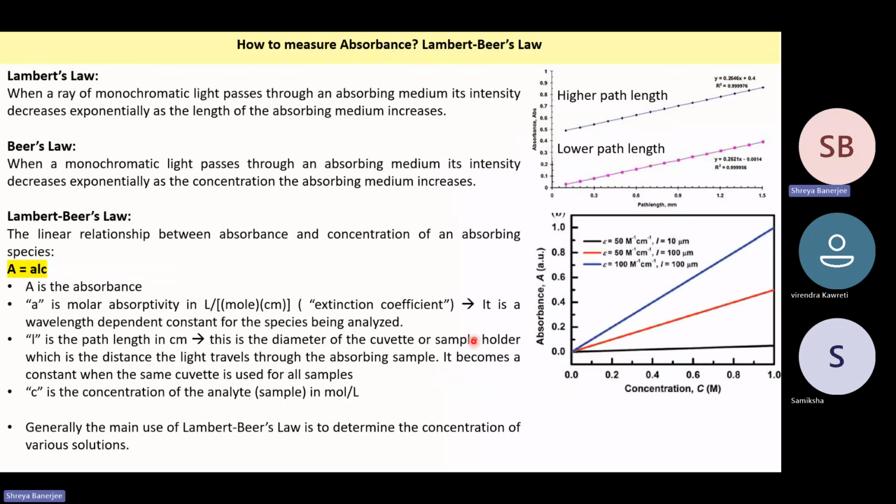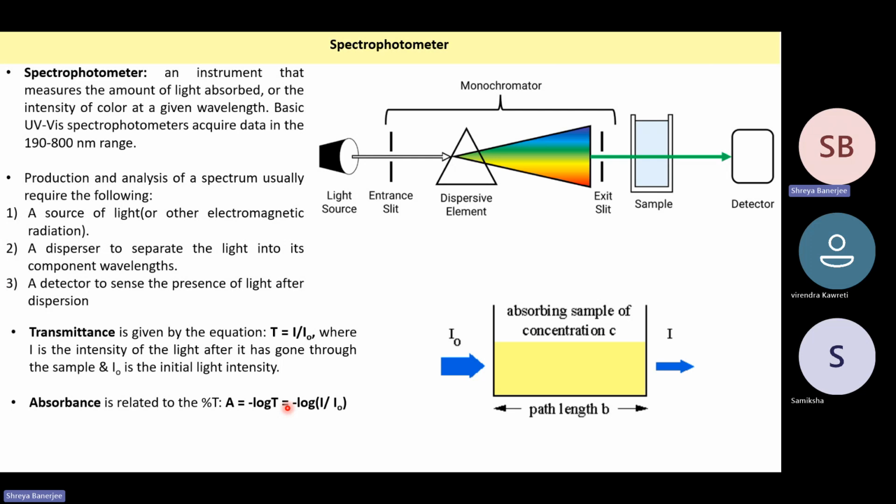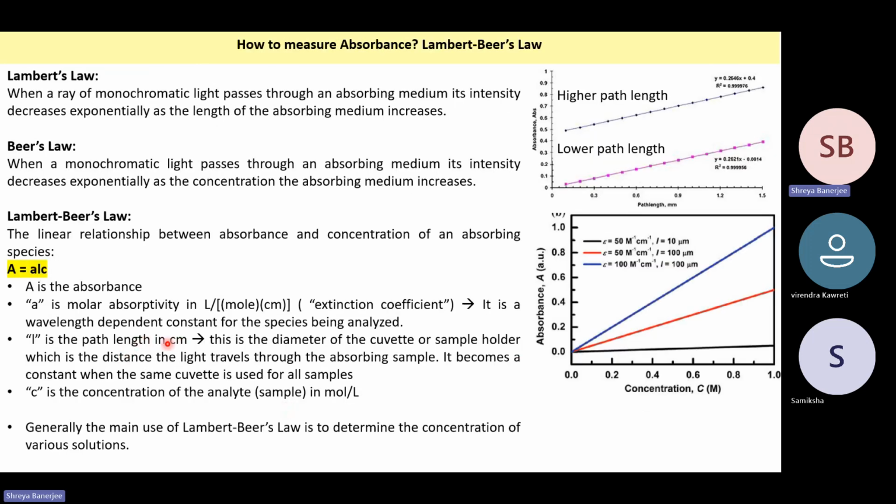These two laws put together give the Lambert-Beer's law, which is A = aLC. Small a is often written as epsilon. Capital A is the absorbance, which we defined in the previous slide as minus log of transmittance. L is the path length in centimeters of the sample. C is the concentration of the sample in moles per liter. This small a, often written as epsilon, is called the molar absorptivity or extinction coefficient. It is a constant which depends on the wavelength and the species that is being analyzed.